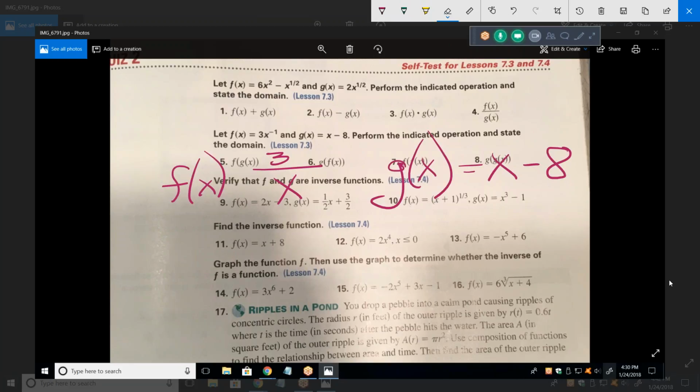So they want to know f of g of x. Well, f of g of x, and that's how you pronounce that, is equal to what? F of what? What's g of x? X minus 8. So it's f of x minus 8. That's what that means. Okay. Now what is that equal to?